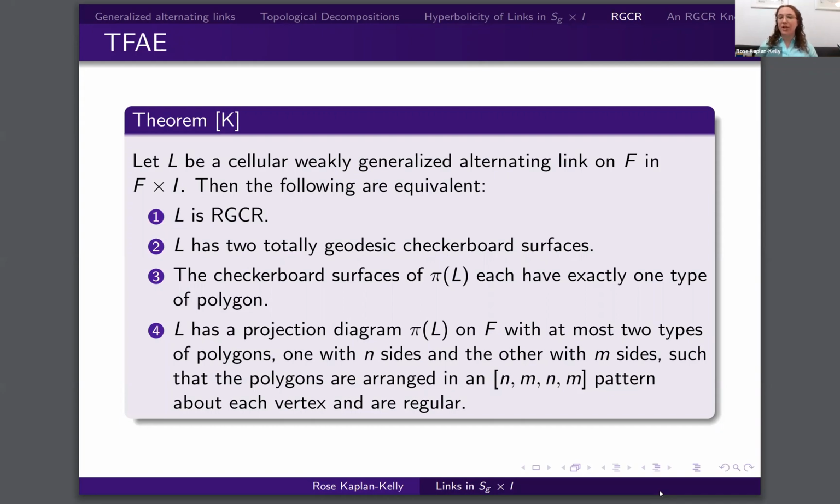This fourth condition is that all of these different polygons in the diagram are regular. There's only two types of polygons that appear. Let's say one has n sides, the other has m sides. And about every crossing, we have this arrangement of those polygons in an NMNM pattern. So this is specifying a particular type of condition that this diagram has to satisfy. So if we know that our link diagram satisfies that, then we gain that it has these two totally geodesic checkerboard surfaces and it's RGCR.